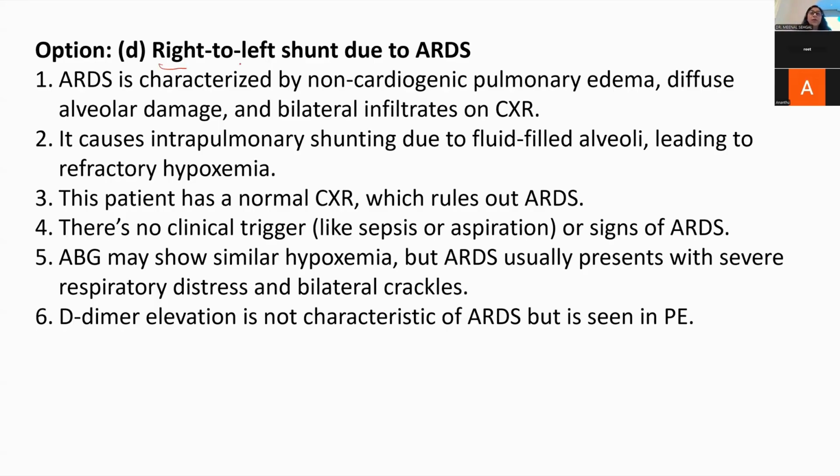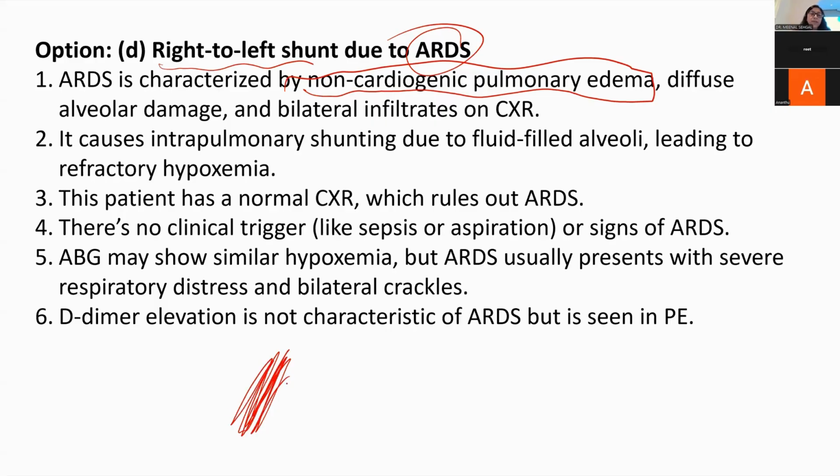So again, the right to left shunt due to ARDS. ARDS was what? It is a non-cardiogenic pulmonary edema. ARDS is diffusion of the proteinaceous material between the alveoli and the capillary. Diffuse alveolar damage and bilateral chest infiltrates will be seen on X-ray. It will cause intrapulmonary shunting due to fluid-filled alveoli leading to refractory hypoxemia.